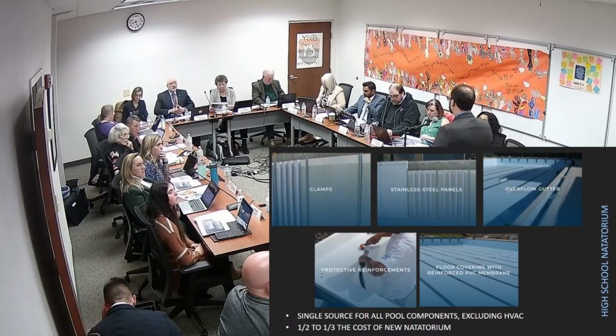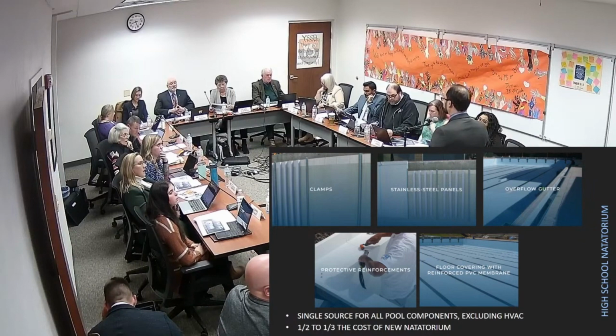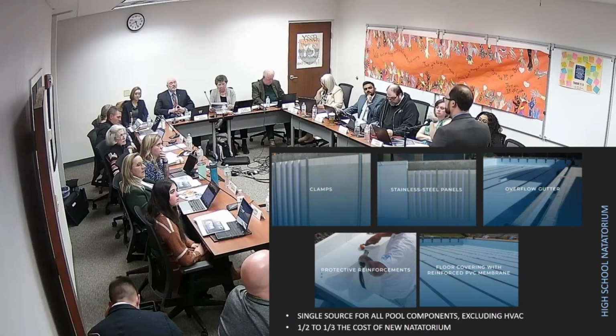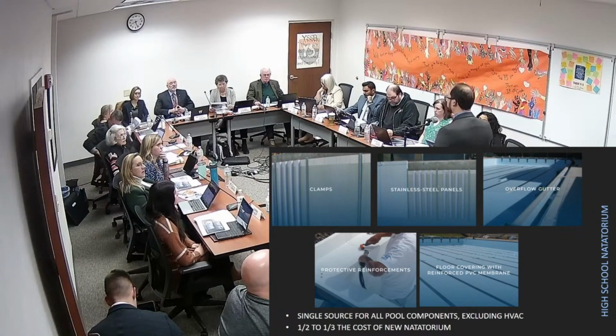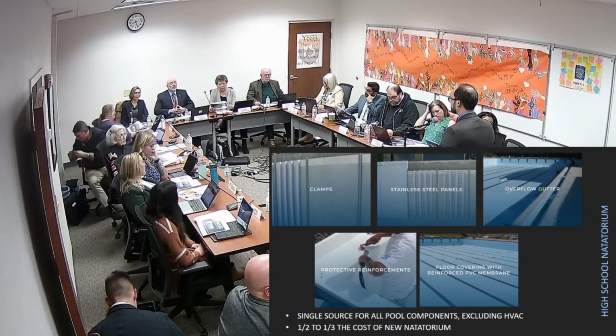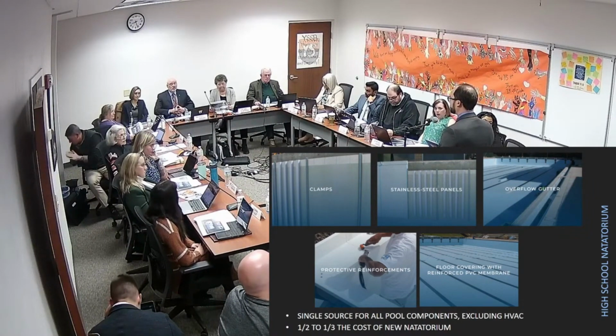The other advantage, you end up with a single source for the filtration system, the piping, the pool liner itself, the brand new pool inside the pool, as well as the skimmer and gutter system. So everything except for the HVAC pretty much goes under one contract, one source. Something goes wrong, it goes back to that one group. Major advantage to this, it comes at about a half to a third of the cost of building a new natatorium. Significant cost savings if we were talking about a price tag of $8 to $8.5 million for a new one.